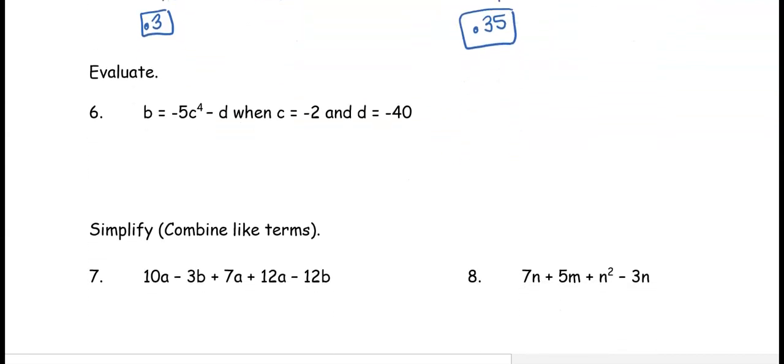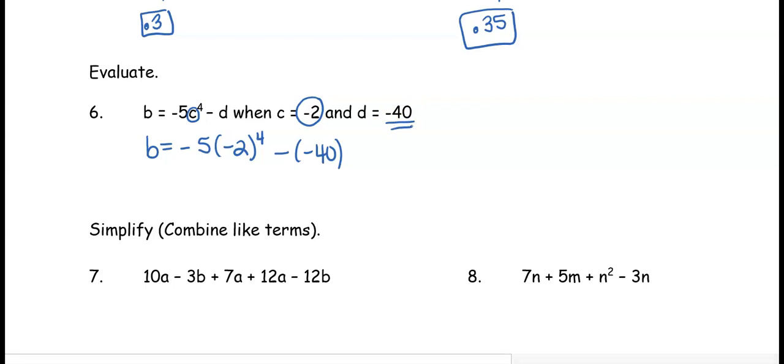Evaluating. A big thing with evaluating is the fact that we are going to substitute numbers in. And the reason why I included this problem is that when you substitute a value in, you always use parentheses. We talked about in numbers 1, 2, and 3 why parentheses are so important. So I want to find out what B is. We have -5, and C is a -2. So this is a -2 to the 4th power minus a -40. Again, when I substituted these values in for C and D, I used parentheses.